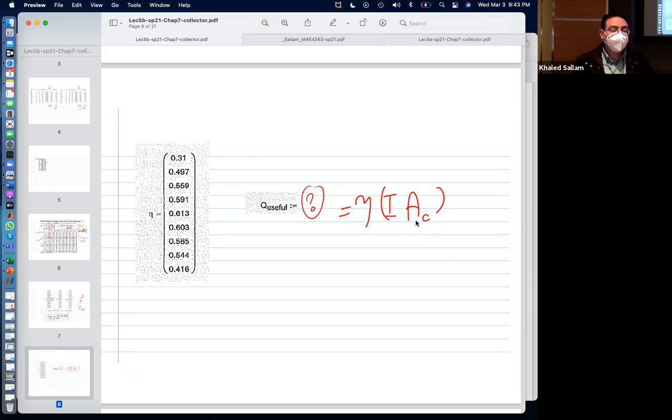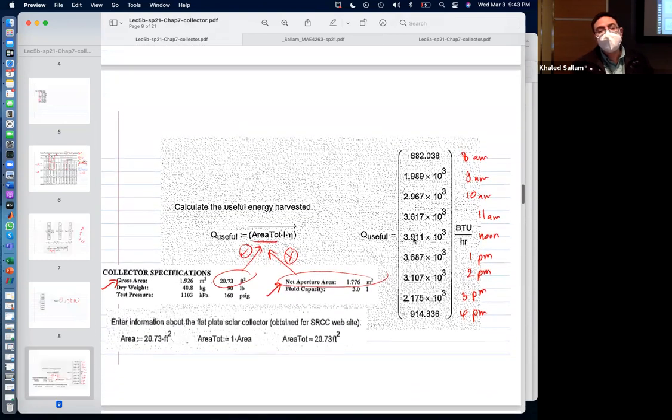Because again, to be fair, you are occupying that roof area. It's not our mistake that your frame is so thick that your aperture is so small. That's not our problem. It's your design that made it with such a small aperture. Right? So it's the total area. So you can see here how he's calculating Q useful: area total times I times efficiency, and you do it for every hour, and he adds all those BTU.